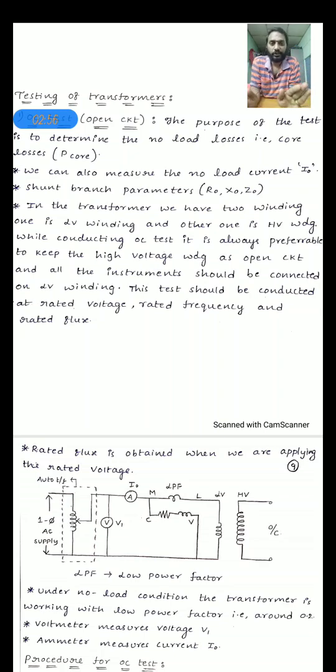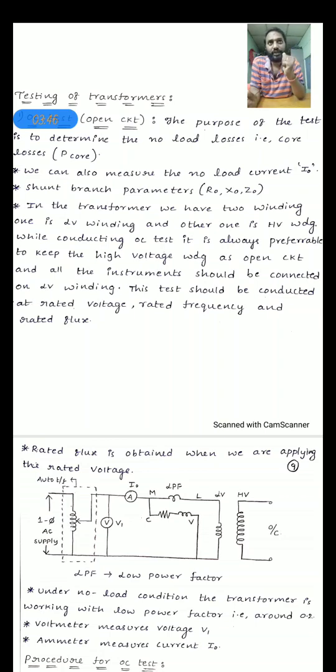So objectives are over. Now, what are the conditions required to conduct the open circuit test? Definitely there are. Before conducting the open circuit test, first of all you have to check which winding is the low voltage winding and which winding is the high voltage winding. Low voltage winding we generally call the LV winding, and high voltage winding the HV winding. To conduct the open circuit test, it is always preferable to keep the high voltage winding open, and we need to connect the complete equipment on the low voltage side.